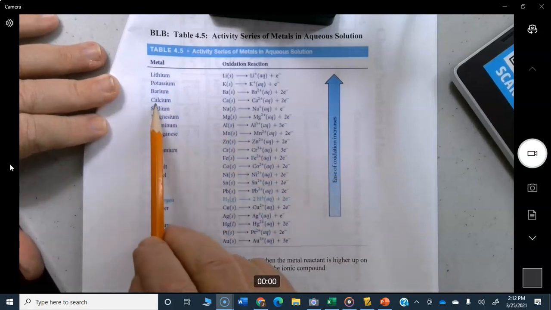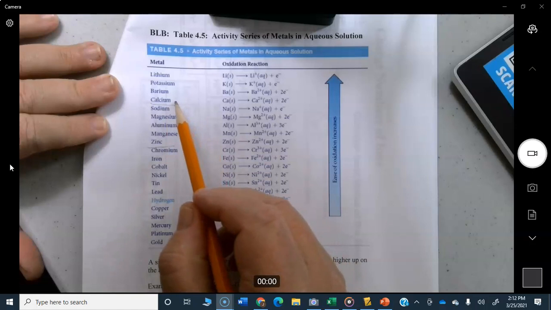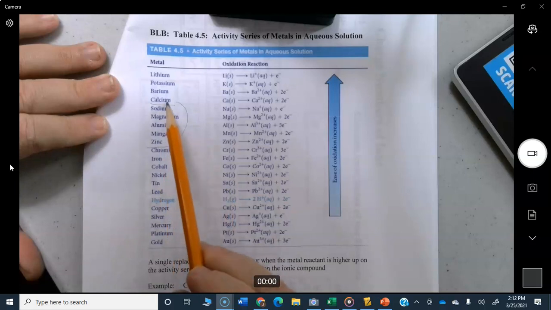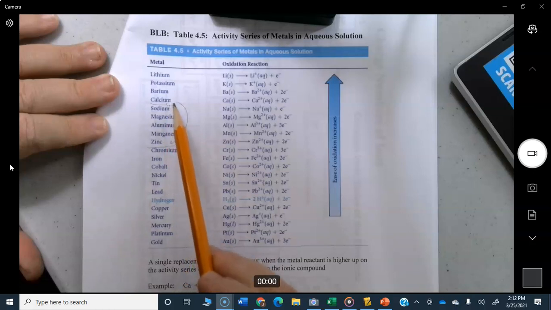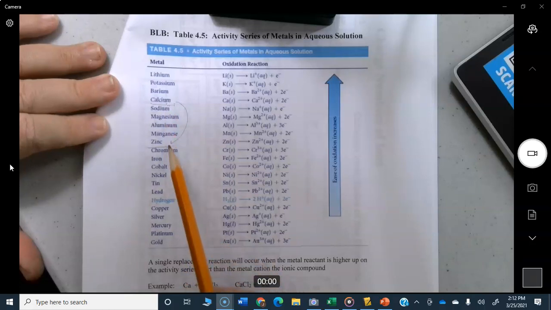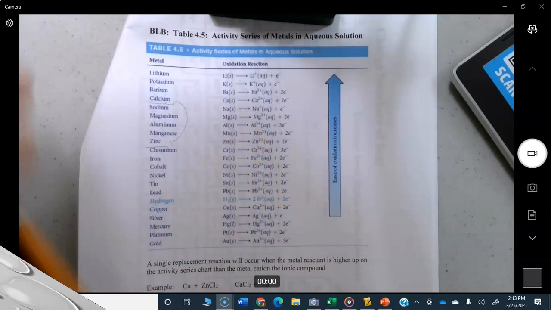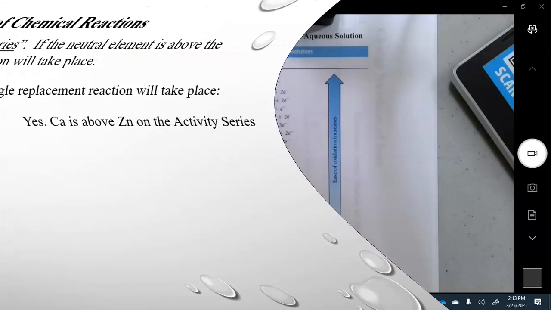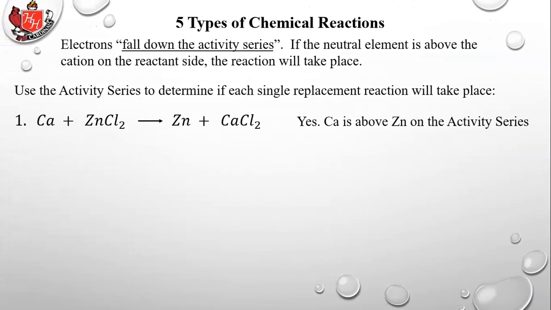So we said if calcium is above zinc, so there's calcium, and down here is zinc. If calcium's above zinc, then the electrons are going to fall down the activity series to zinc. They fall down because zinc is stronger than calcium, so it can pull electrons away from calcium, and calcium is weaker. It will give up the electrons to zinc. So that reaction will take place where calcium passes electrons to zinc. So the answer is yes. Calcium is above zinc on the activity series, so that reaction will take place.